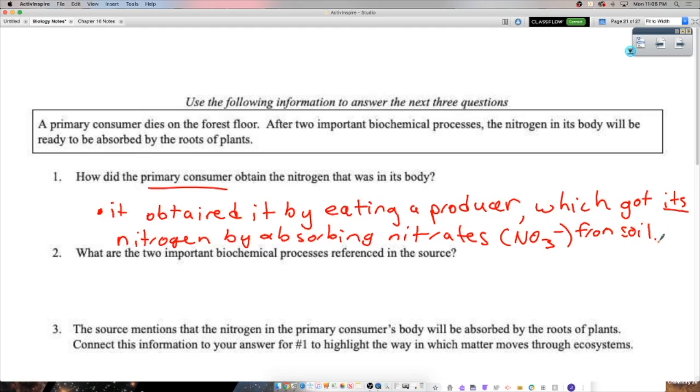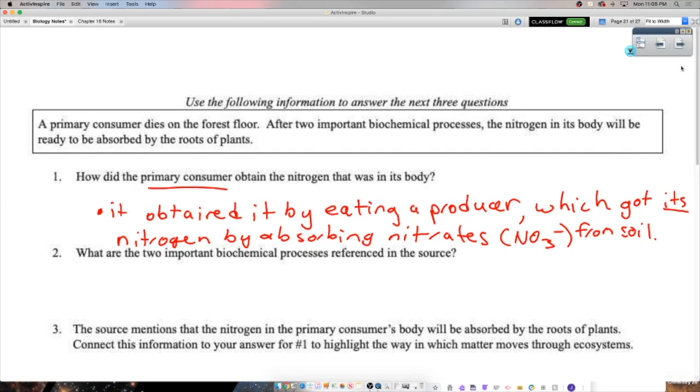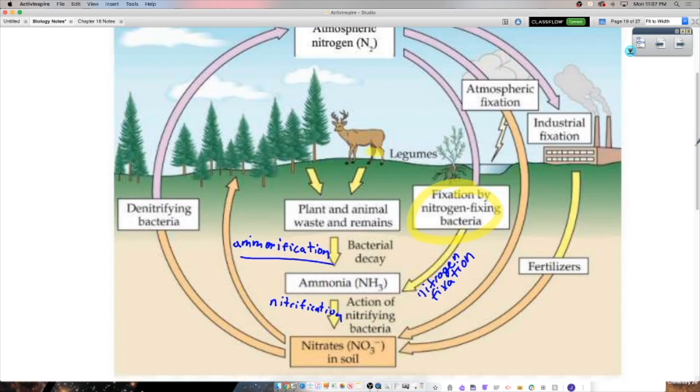Okay. What are the two important biochemical processes referenced in the source? So it just says that after two important biochemical processes, the nitrogen in its body will be ready to be absorbed by the roots of plants. So let's go back to this picture really quick. So we have animal waste and remains. So first, it has to become, do you remember what first stop is? That nitrogen in its body will first need to be turned into ammonia. Any old decomposer can do that, right? And we call that step ammonification.